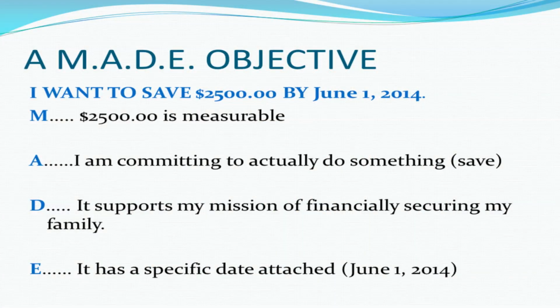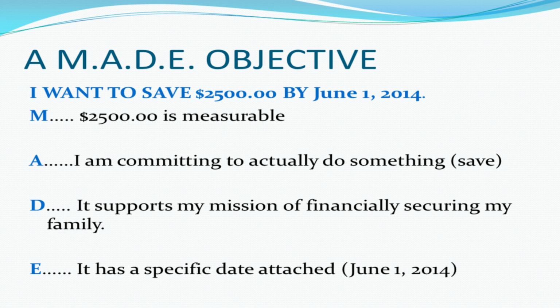So, how do I write an objective that helps me to actually accomplish something? Well, let's look at the acronym again. First of all, it has to be measurable. So instead of saying, I want to improve my finances, what if I were to say, assuming it's January, I want to save $2,500 by the end of June. That would be measurable. So I want to save $2,500 by June 1st, 2014 is now my objective.